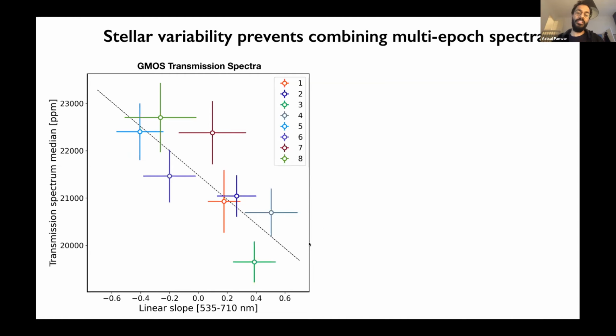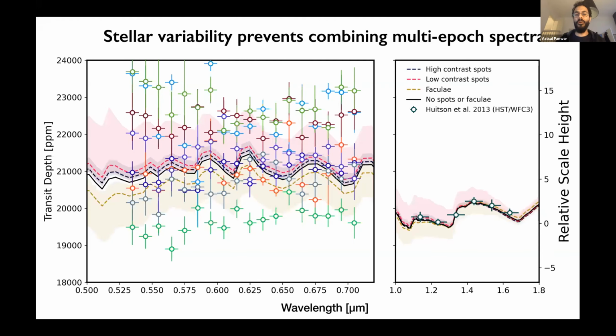But towards the right, what you're seeing is the effect of faculae. So you have a positive slope, but offset towards the negative side. And on top left, what you're seeing is the effect of spots, so positive offset and negative slope. And this is evident in all the 8 transits that we observe.